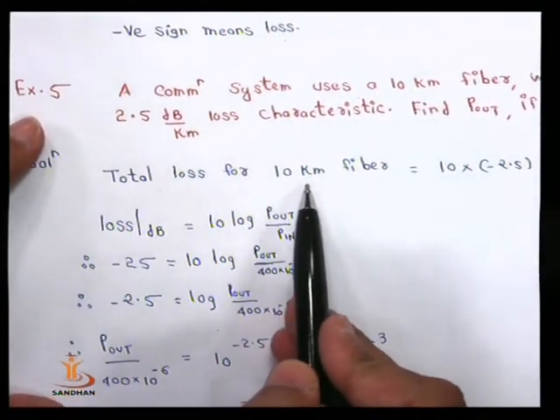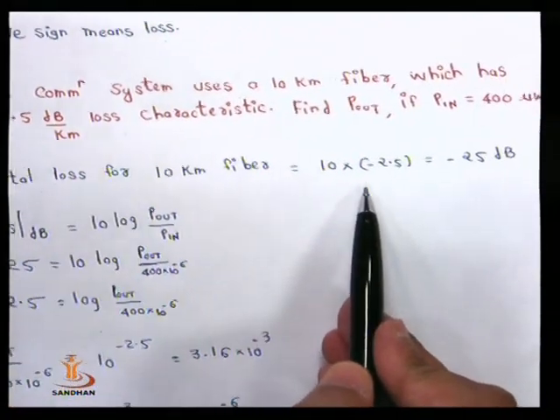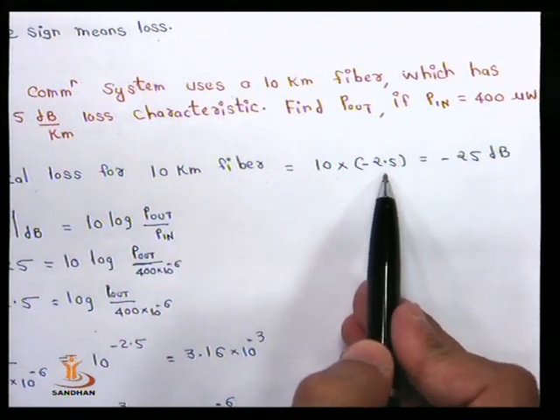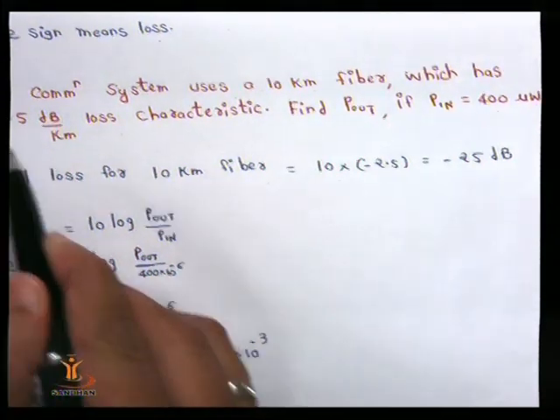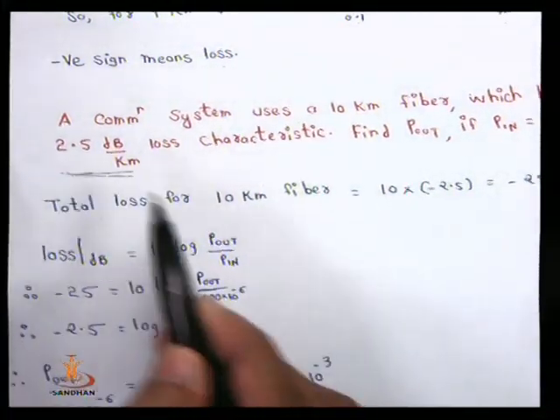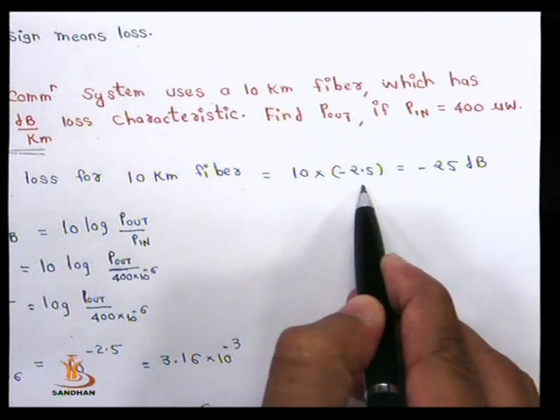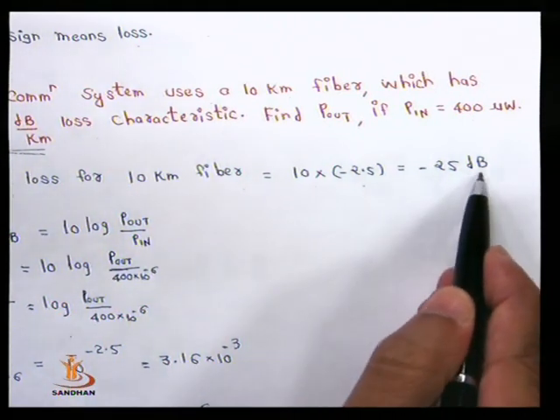Total loss for a 10 kilometer fiber equals 10 into minus 2.5. Basically the loss is given as 2.5 dB, but we are taking the minus sign because it is a loss. So it becomes minus 25 dB.